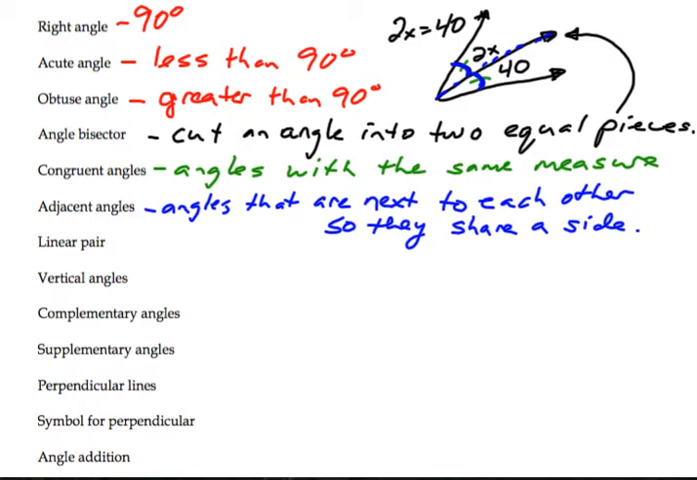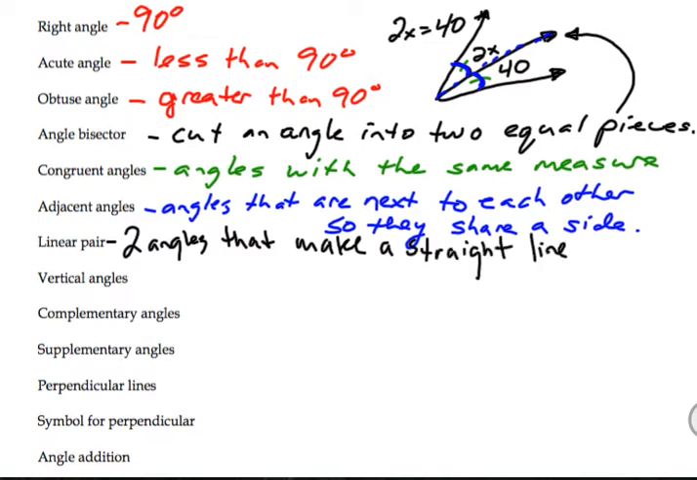Linear pair has been my favorite thing all year. Two angles that make a straight line. So you've got to know they make a straight line. So they add together and equal 180.